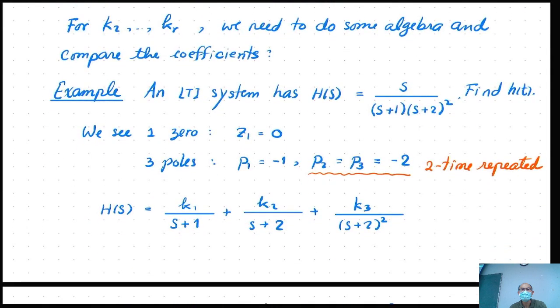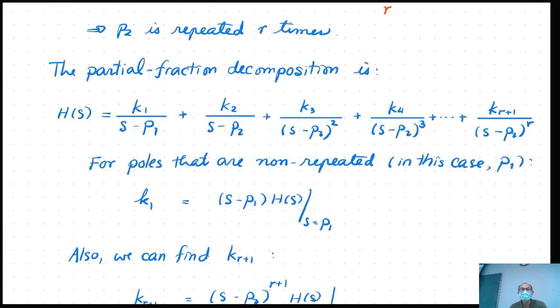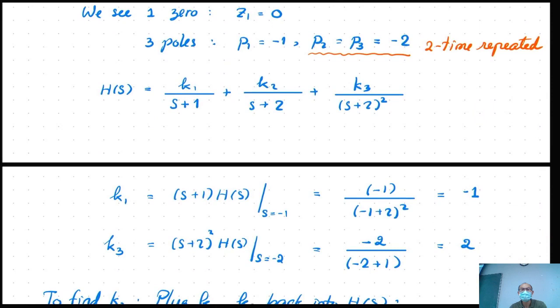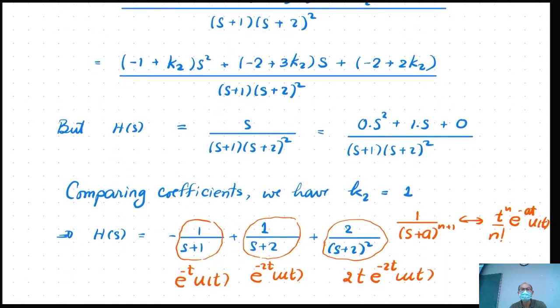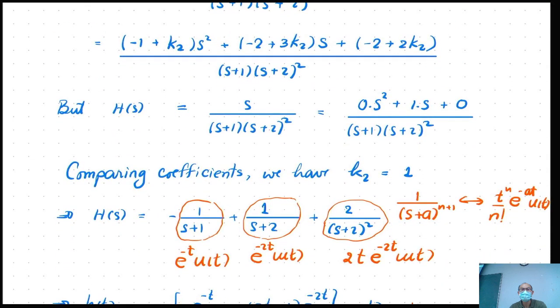The best way to do this is to plug in K1 and K2 plus 1 into the right-hand side of this equation, and then do the algebra and compare the coefficients. Once we compare the coefficients, we will be able to get the rest of the K's.